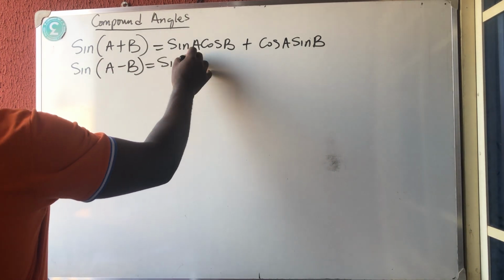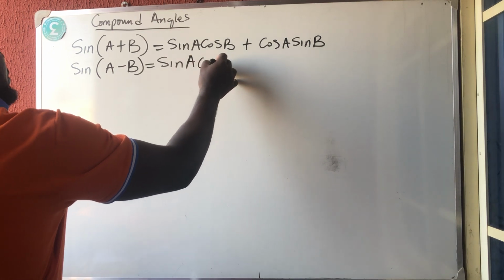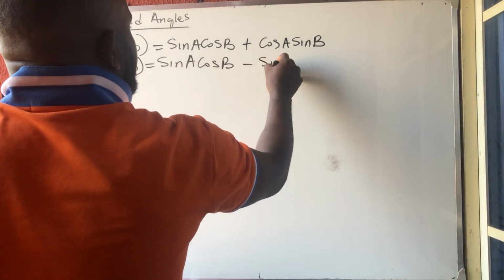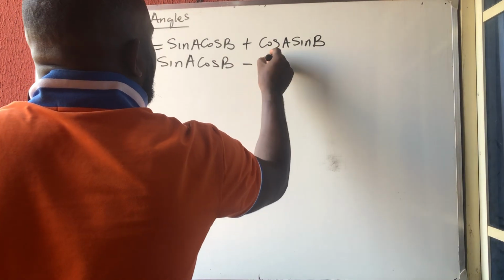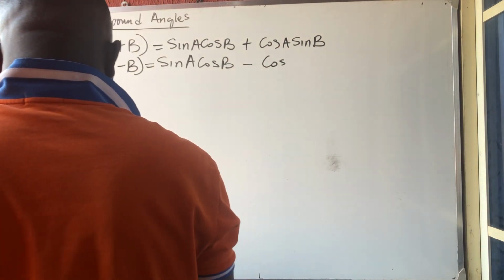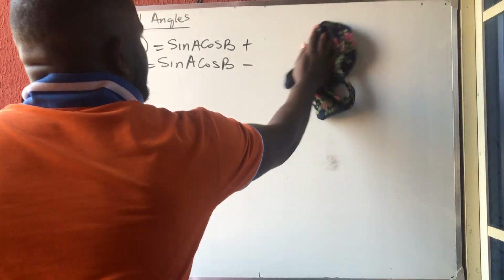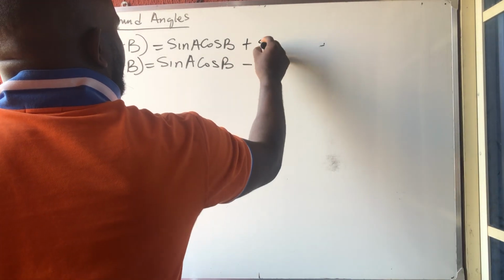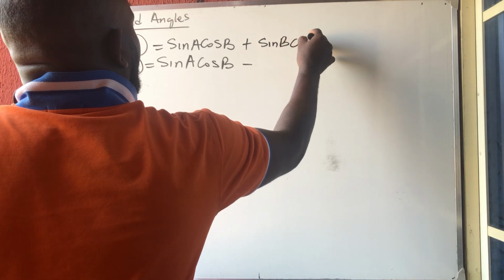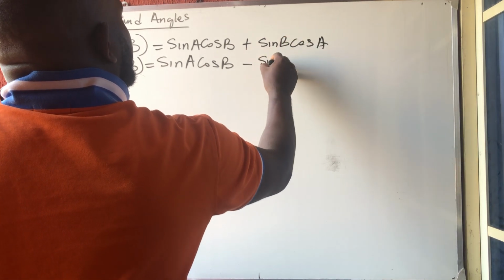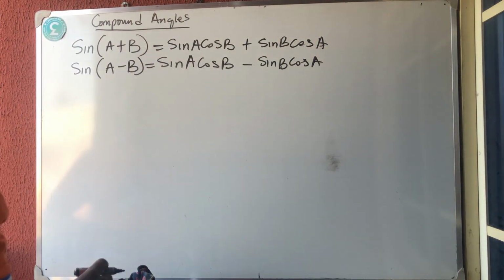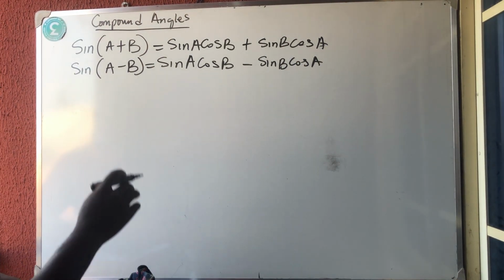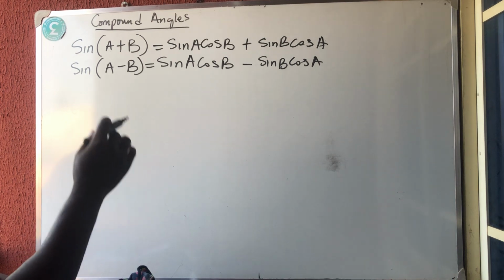Sine A cos B minus sine B cos A. Let me write it like that: sine B first, sine B cos A. So in sine, you have sine and cos, but in cos you have cos cos and sine sine.